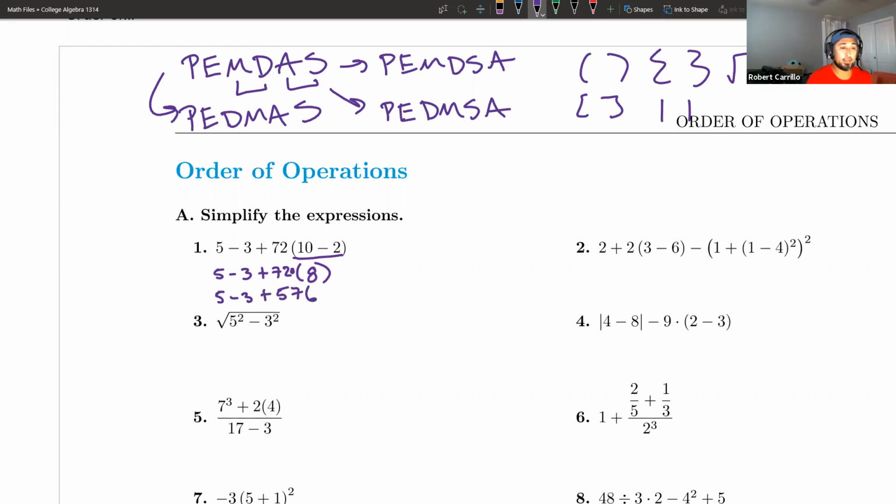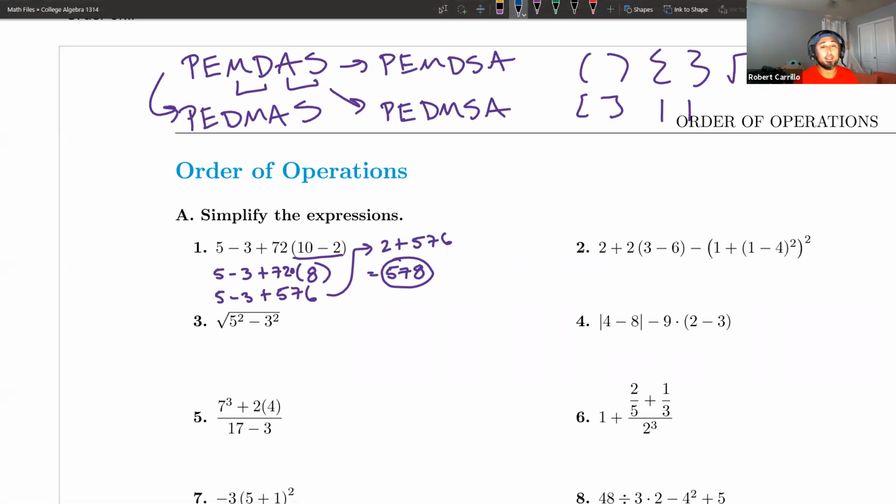576. All right, perfect. And now, still working from left to right, we see that subtraction comes before addition, so we will subtract first. 5 minus 3 gives me 2. 2 plus 576 gives me our final answer of 578. And sure, maybe a long time ago, we could have made this 2 already, but it's just good to follow the order, you know? Okay.